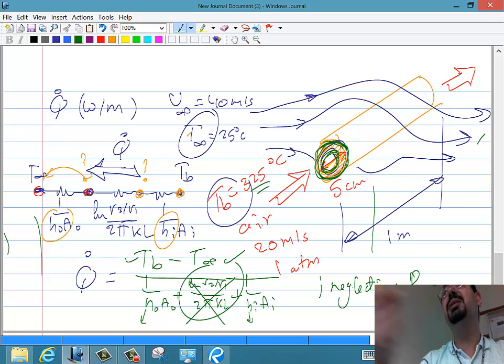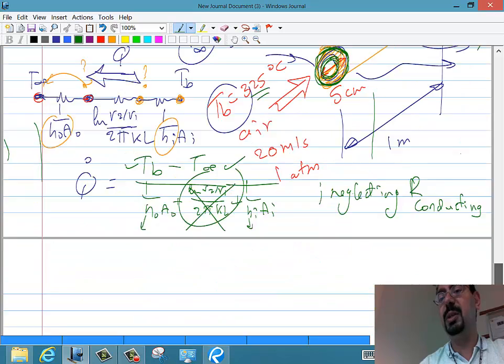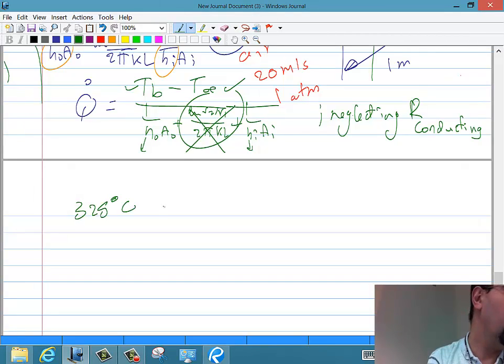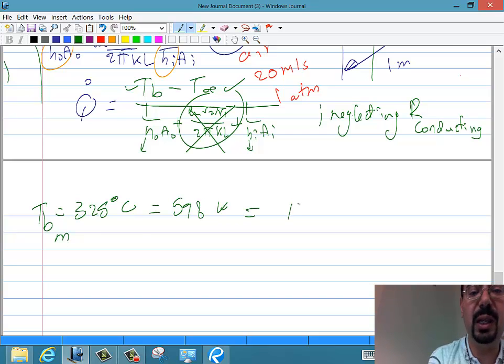The fluid in the pipe would be sitting between the inlet and the outlet. But over here in this problem, it's just too simple. He said the fluid is at 325. All right. So 325 degrees C, that's 598 K. That's T bulk mean, or basically that's T inlet plus T exit over 2. All right.